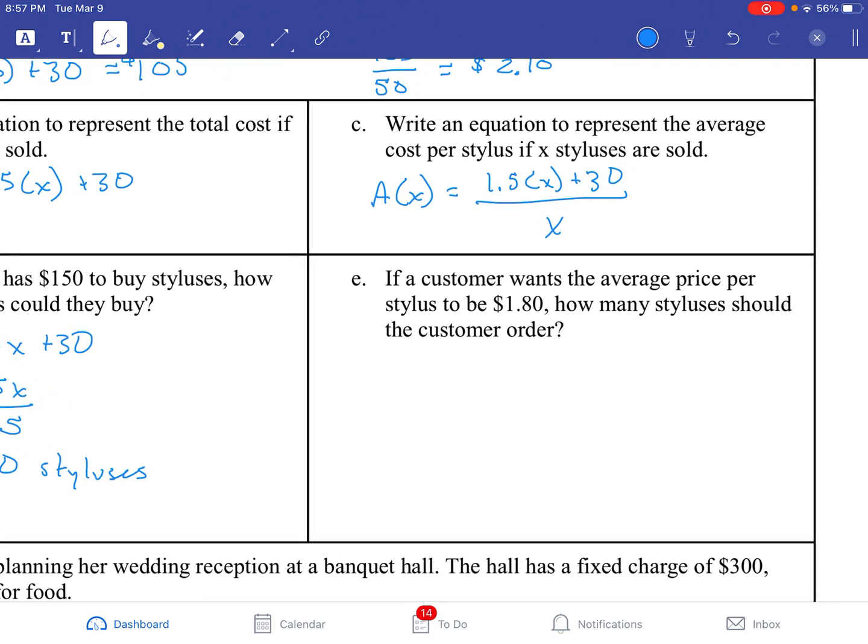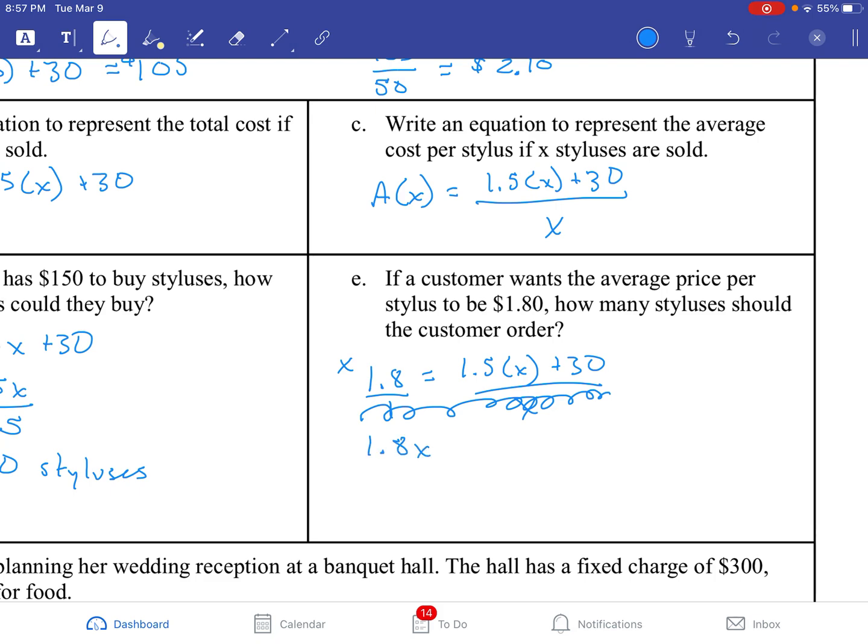Okay, Part E, now we're doing the average. Customer wants the average price to be $1.80. We set that equal to the equation above. Now this is a rational equation. The 1.8 is missing. It has a denominator of 1. It's missing an x. The other side has an x. It doesn't need anything. Now that we've multiplied by what's missing, we can get rid of that denominator altogether.